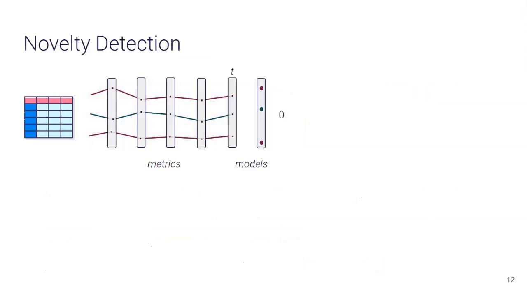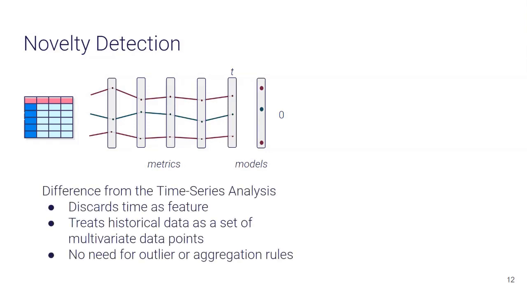As we identified the aggregation rules to be the main bottleneck of the first prototype, we decided to focus on another family of algorithms, novelty detection. Instead of treating every metric as a univariate time series, we treat all the values of these metrics per timestamp as a multivariate record in the training set. So on the one hand, this approach discards time as a feature. On the other hand, it eliminates the need for aggregation rules because each record is considered a multivariate data point. So the rest in principle is analogous to the approach I described earlier.